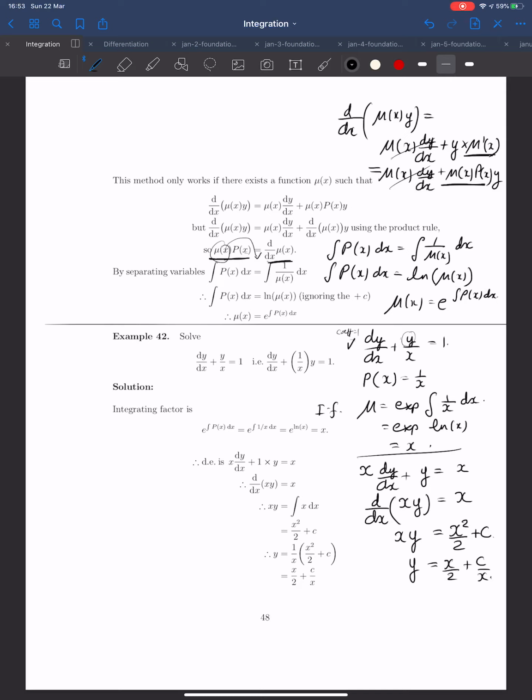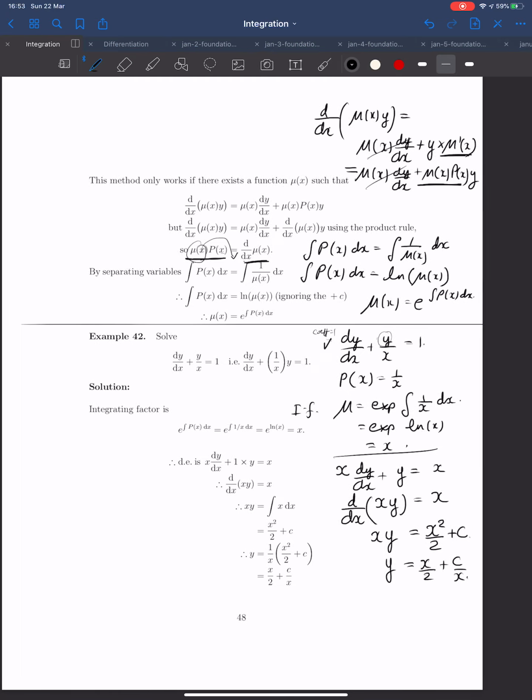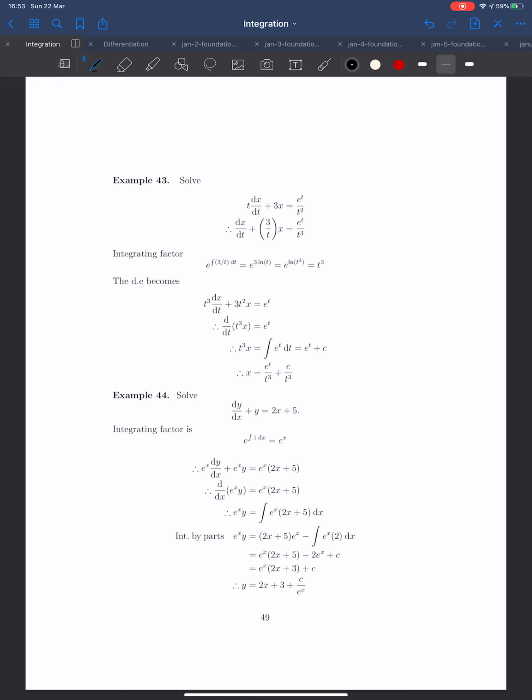And then if you were given any conditions, which we haven't been, we could work out what the c is, but we haven't been. So we'll move on. So the next one, again, I'll fit these in down this side here. That's handy to have.